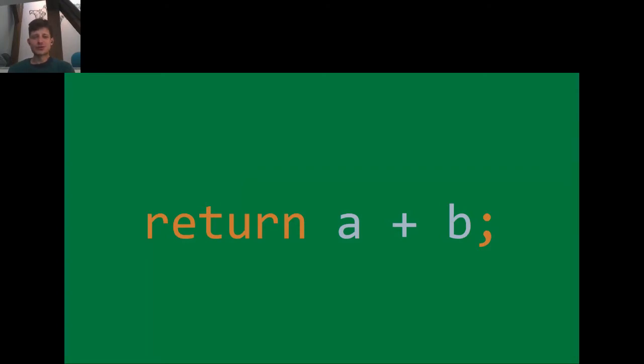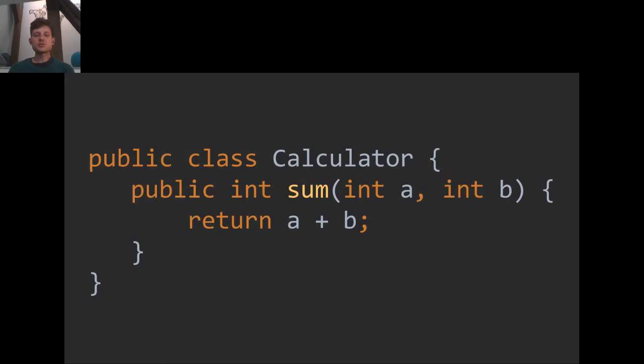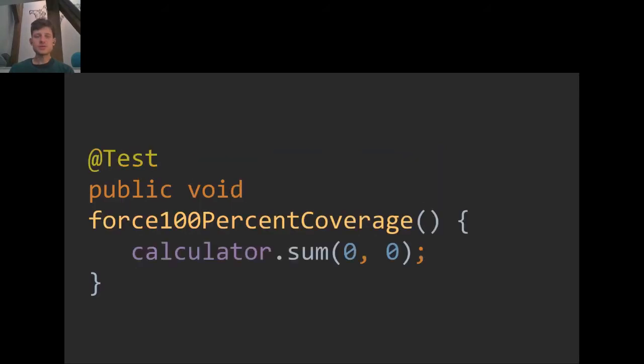But what does code coverage check? According to the guru of common sense, Uncle Bob, coverage does not prove that you have tested every line. All it proves is that you executed every line. And that is a big difference. Because we could have perfect code coverage for our code without any assertions at all. So we could write a test like this and have 100% coverage, even though we don't test anything.